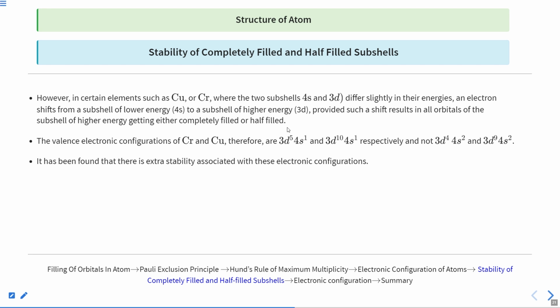And why is this so? Because in both these cases we are getting a half filled orbital, or in this one we are getting a fully filled orbital, and they have more stability. For that reason we are seeing this kind of configuration.